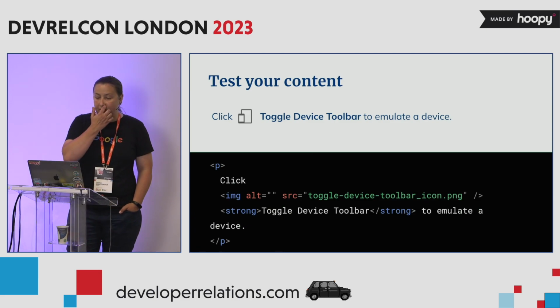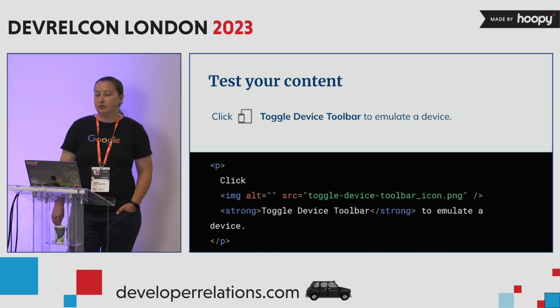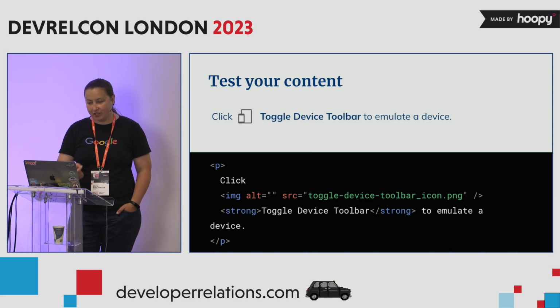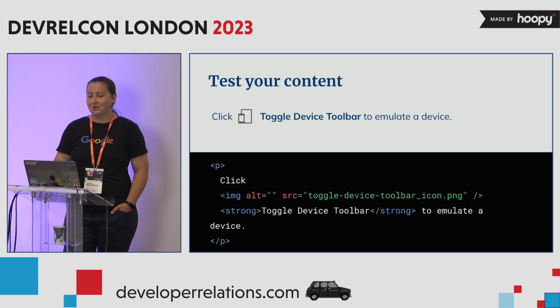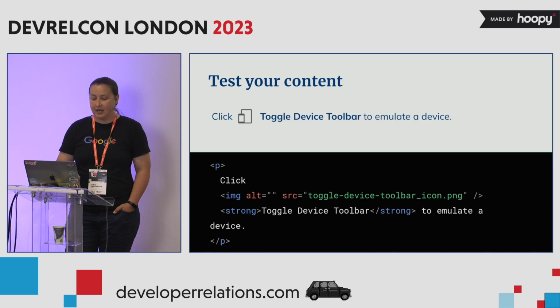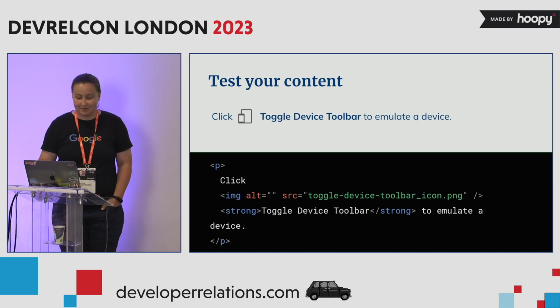Here's an example from documentation. If I had included alt text, the screen reader would have read, "Click toggle device toolbar to emulate a device." So, kind reminder, make sure to test your content. You may consider learning how to use a screen reader yourself. It can be quite handy, actually, not having to look at the screen all the time.